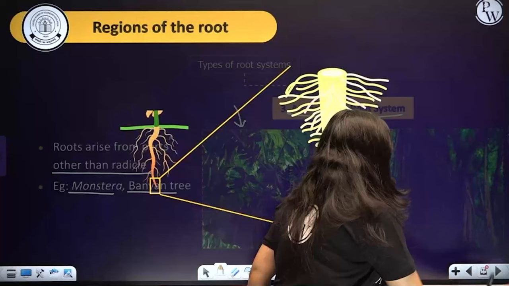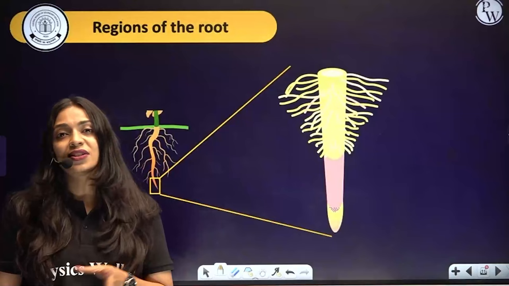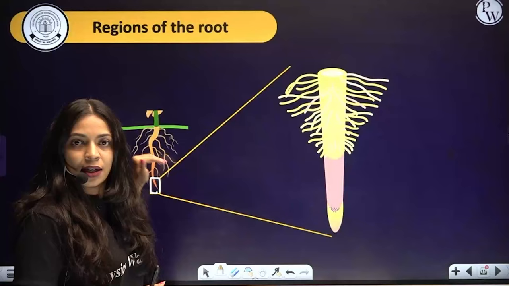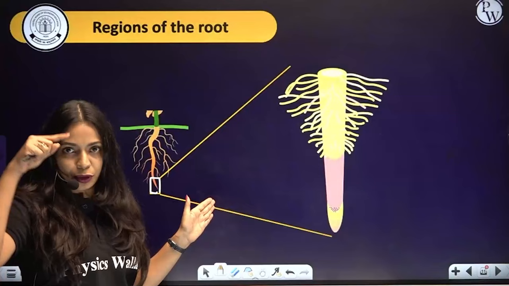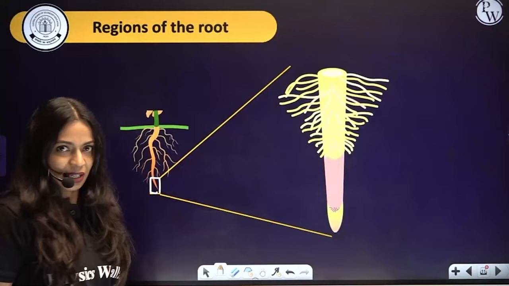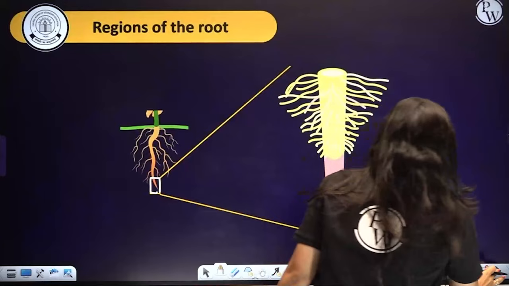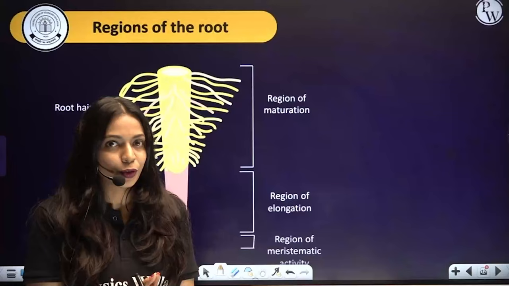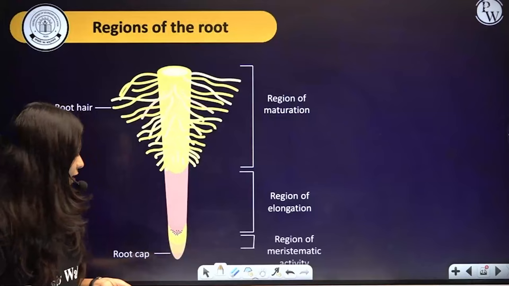Now, we'll have to learn about the different regions in a root. When you take a small portion of any root, at the tip, at the lower portion of the root, you can find certain distinct regions, about which we're going to learn right now. When you enlarge this, it's going to look like this. This NCERT diagram that you see is actually this portion of the root. In such portions of roots, you can identify some distinct regions. Pay heed to it. This is important for your board exams as well as competitive exams. We'll start from the tip and move forward.